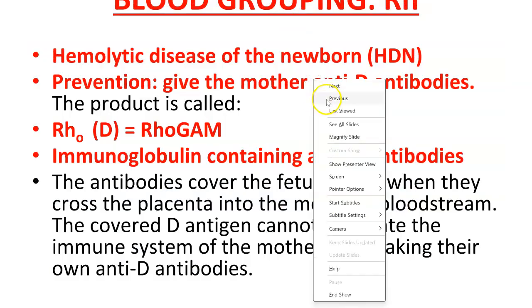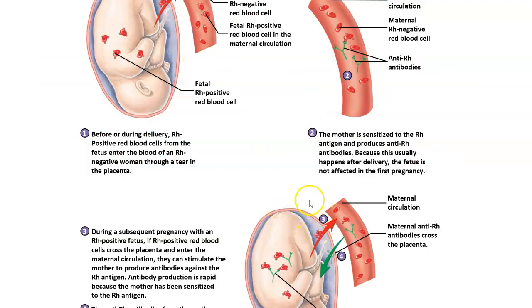Okay, let me show you why RhoGAM works. So if there are Rh positive blood cells from the fetus being released into the mother's bloodstream, and the mother's being given RhoGAM, RhoGAM is going to bind and hide the Rh positive and D protein in the fetal cells.